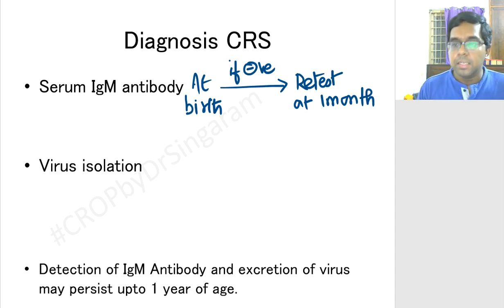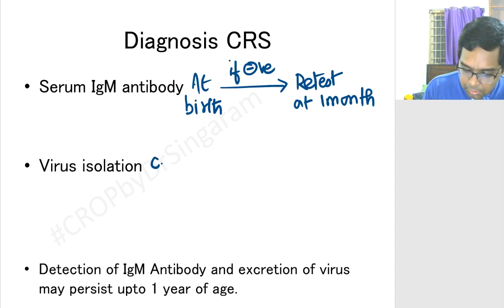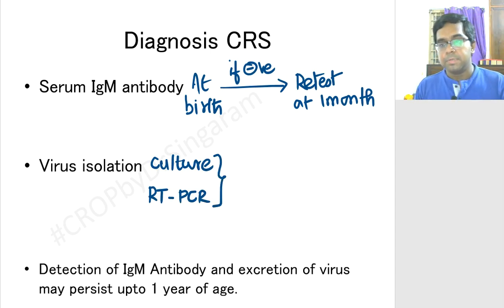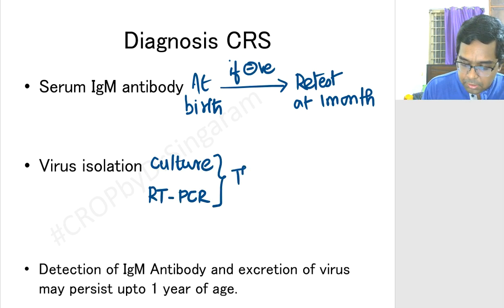The next thing which can help in the diagnosis is virus isolation. This is by culture or with the help of reverse transcriptase PCR, which can be done from so many specimens. The most important specimen, of course, is throat swab, which can help in the isolation of the virus.